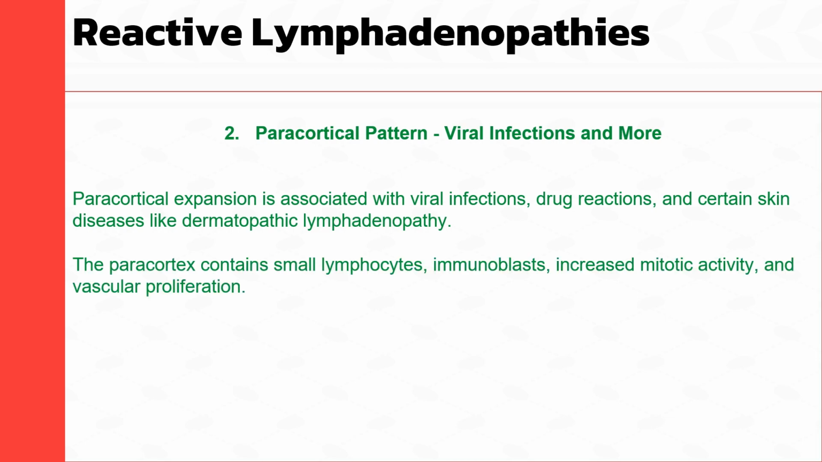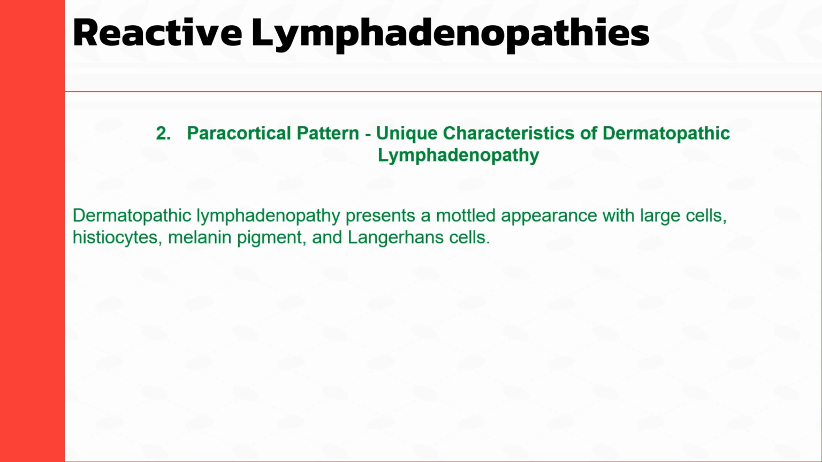The paracortex contains small lymphocytes, immunoblasts, increased mitotic activity, and vascular proliferation. Dermatopathic lymphadenopathy presents a mottled appearance with large cells, histiocytes, melanin pigment, and Langerhans cells. It's a unique subtype of the paracortical pattern.